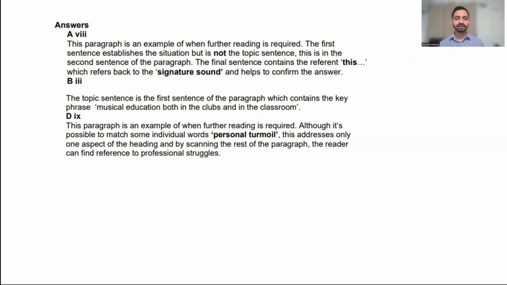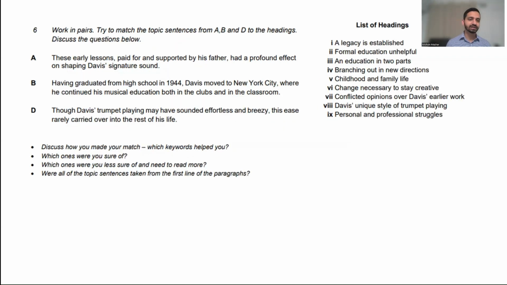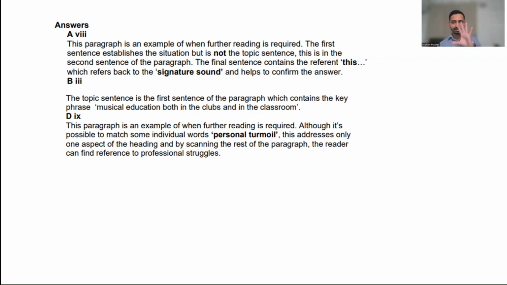Right, let's look at B. B is 3, so going back here, it says, having graduated from high school in 1944, Davis moved to New York City, where he continued his musical education, both in the clubs and in the classroom. So if you look at 3, an education in 2 parts, it does talk about clubs and the classroom. So in this case, the topic sentence definitely helps you. The first sentence helps you to get the answer, right? The topic sentence is the first sentence of the paragraph, which contains the key phrase, musical education, both in clubs and in the classroom. So sometimes it helps, sometimes it doesn't, okay? That's the key takeaway from this.